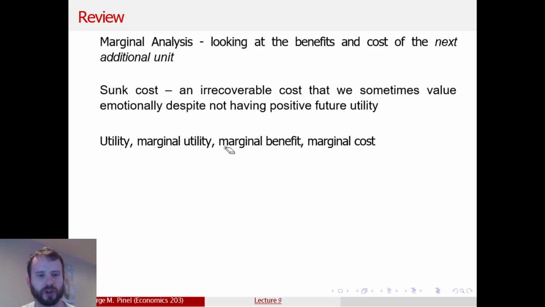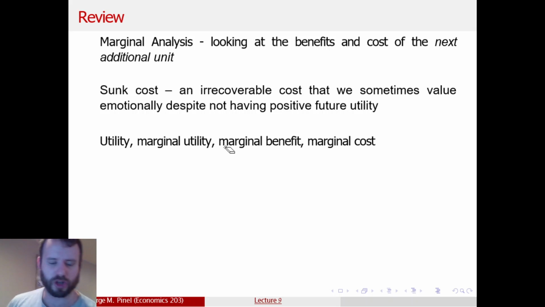All right, then we have marginal benefit, which is highly related to marginal utility. I often use them interchangeably. Marginal benefit's a little bit broader because utility means something very specific. Benefit could be a profit benefit, it could be a utility benefit. It's just a broader term that's not as pinned down as utility.